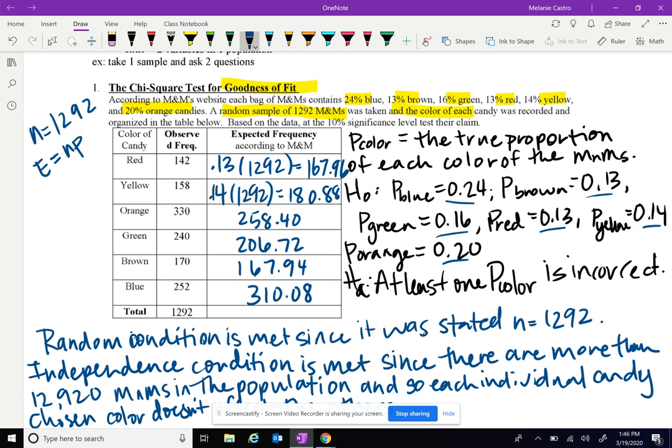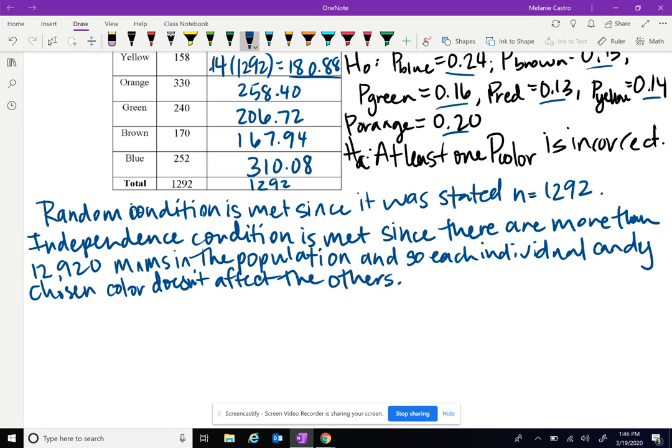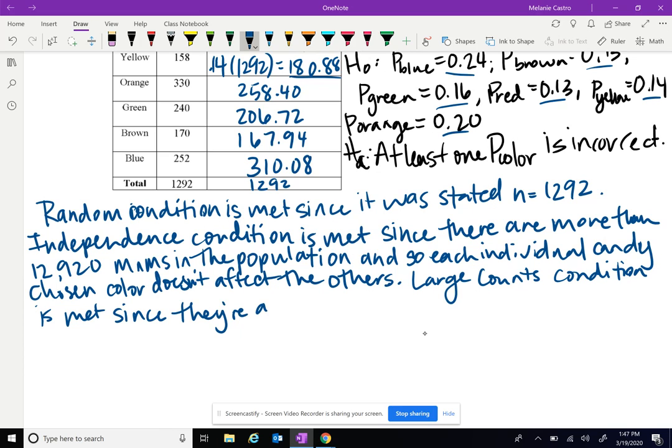When you add up all of the expected counts, you should get the same as the sample size. Okay, all of those are at least 5. So the large counts condition is met. And you can tell them to see the table for those expected counts.